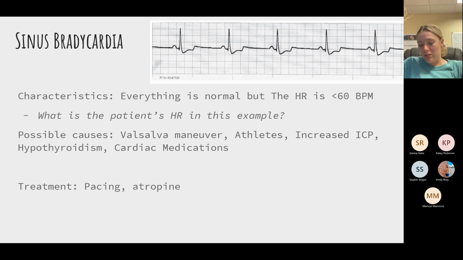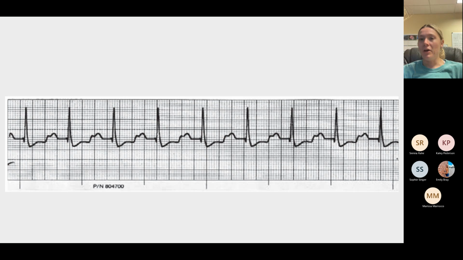What are some treatments we can do? Well, we can do pacing. They could actually get a pacemaker implanted for chronic symptomatic bradycardia, or if it's just an acute situation, we can give atropine. All right, friends, what do we think this one is?